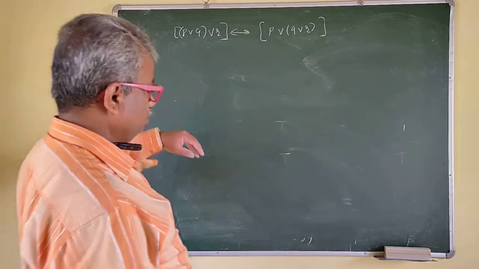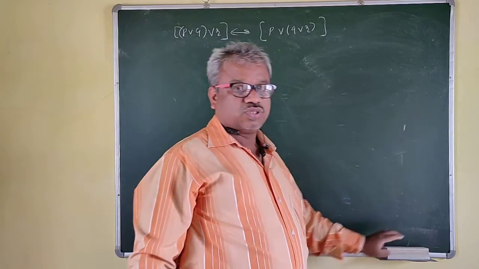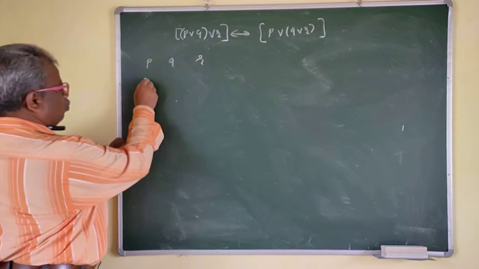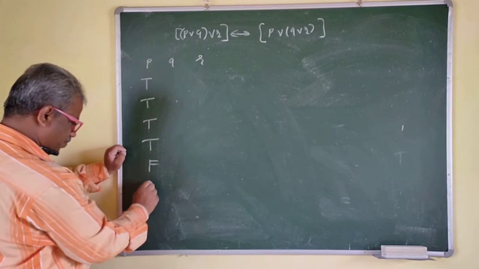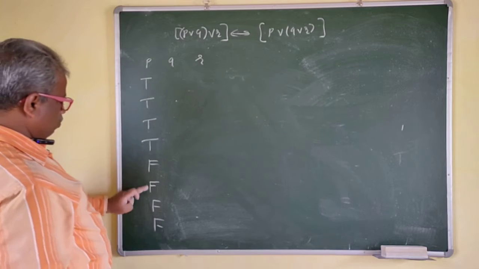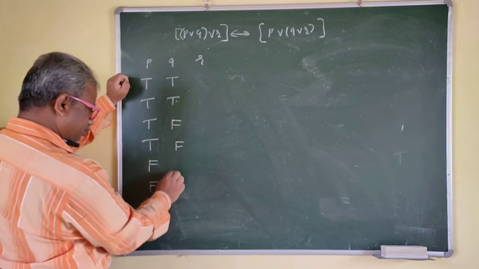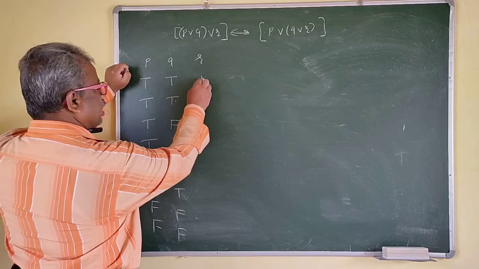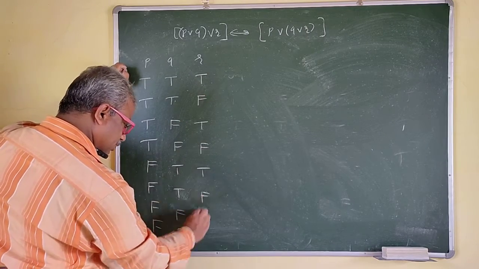Okay, there are 3 letters now, right? So that means how many rows are there? 8 rows. So P, Q, R. 4T first, then 4F. Now 2T, 2F, 2T, 2F. Now alternate TF, TF, TF, TF.